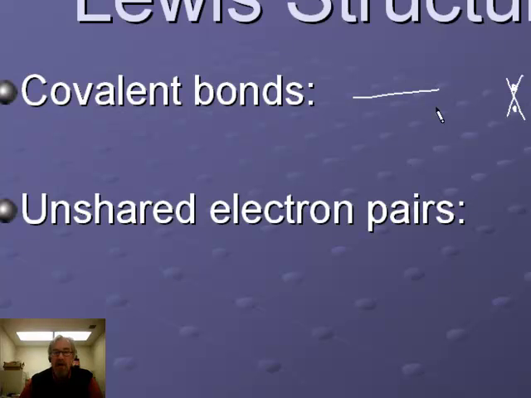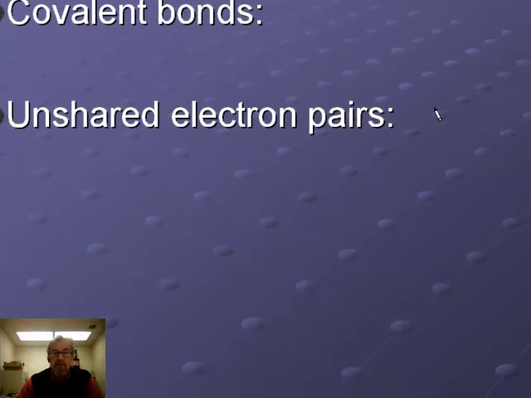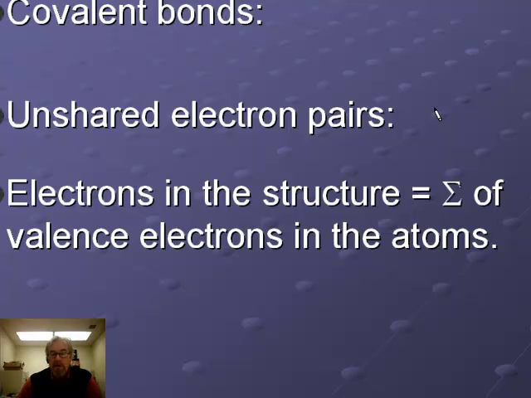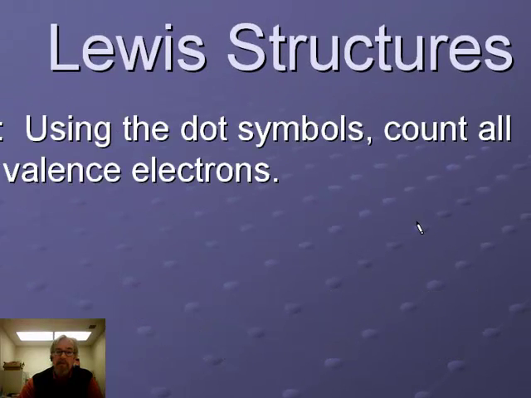Unshared electron pairs that belong to an individual atom that's part of the molecule are pairs of dots, like in Lewis dot notation. The number of electrons that are in the structure when you're done drawing this sort of a picture is what a Lewis structure is equal to: the sum of all the valence electrons that were in the atoms. So here's how you draw Lewis structures.